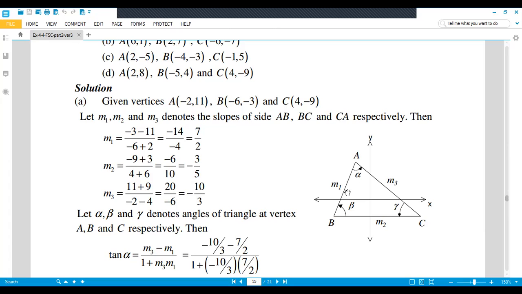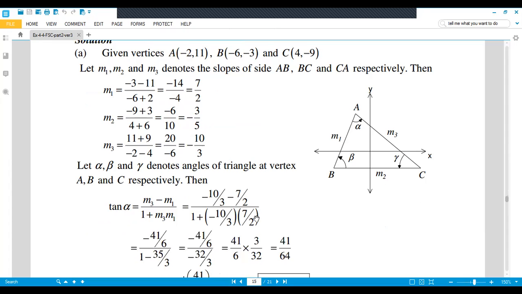So to find alpha, look at the arrow direction. The arrow direction is from M1 to M3. So how can we find tangent alpha? Tangent alpha will be M3 minus M1 divided by 1 plus M3 M1. So we put the value of M3, that is minus 10 over 3, we already found it. And minus M1, which is 7 over 2, we already found it. 1 plus minus 10 over 3 times 7 over 2.